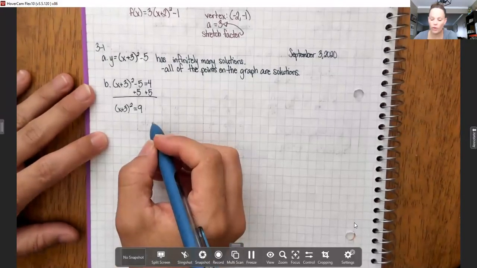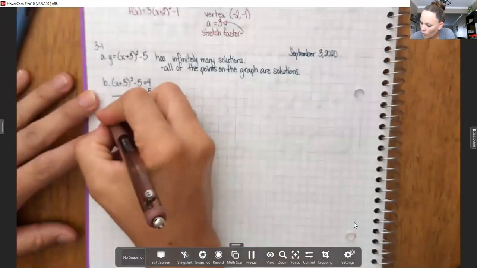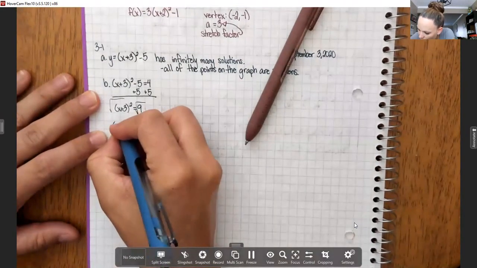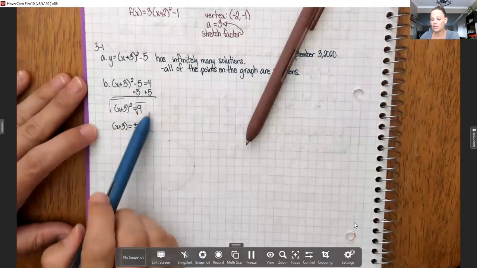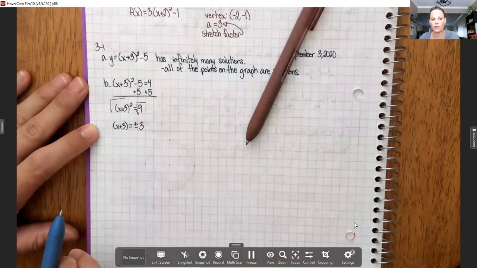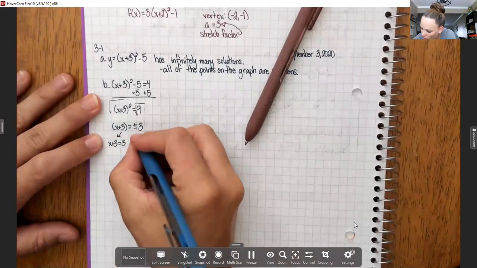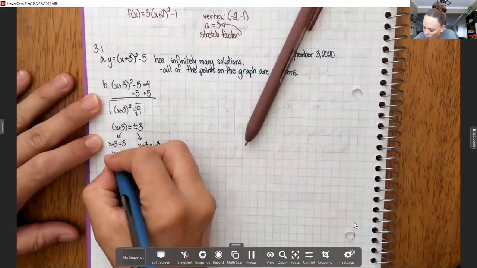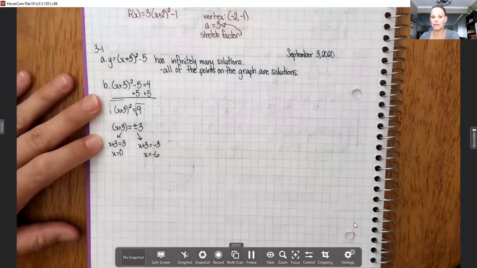If we square root it, remember we're going to get x plus 3 equals plus or minus 3. It's plus or minus because we were saying what number when we square it gives us 9. It could have been positive 3 or negative 3. So x plus 3 equals 3, and x plus 3 equals negative 3. So we get 0 and negative 6.